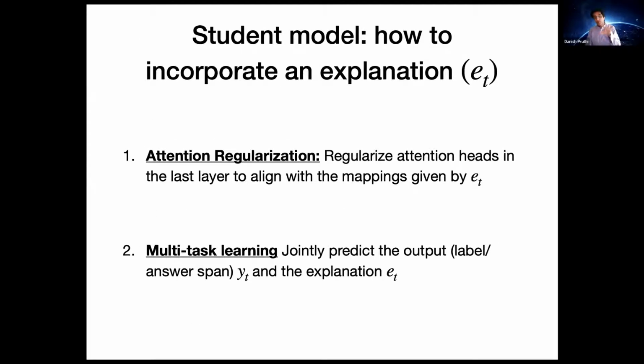So coming to how the student models could incorporate the explanation, this of course depends on what type of student models you use. We used transformer based models, which are attention based models. One method to incorporate explanations could be to regularize some of the heads of your student to align with the mappings that you received as part of the explanation. The other form could be multitask learning, where you jointly predict the output as well as the explanation. If the two tasks are complementary, then one would hope that predicting explanations also helps you learn the task.